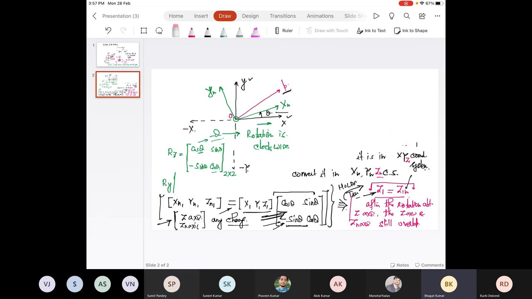By putting one in the three-into-three position and zero in the rest, then it will work. Correct. We will add one more row and one more column to this matrix. So now it becomes a three cross three matrix instead of two cross three. So what can we modify? These two are the same, okay?